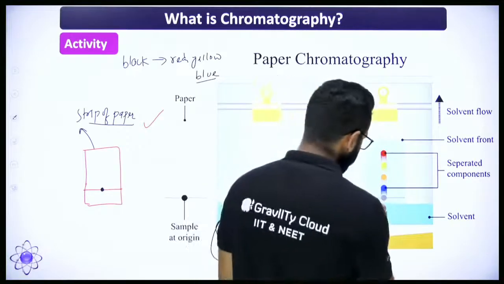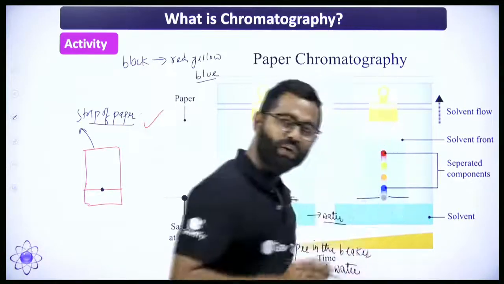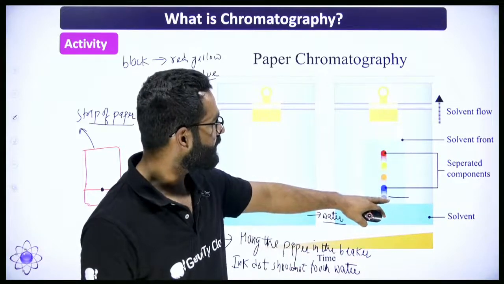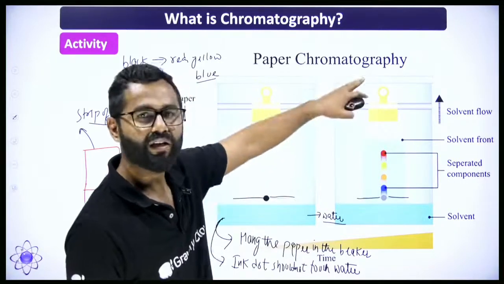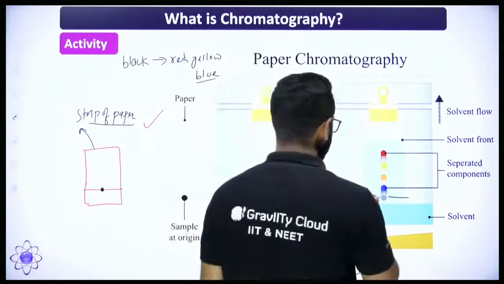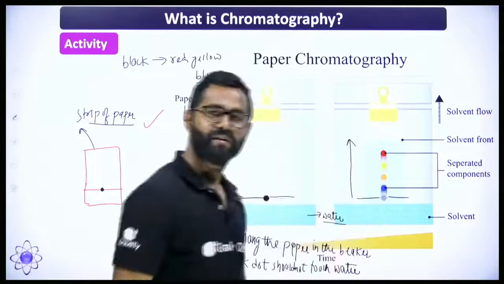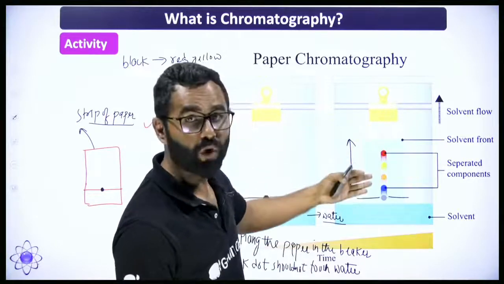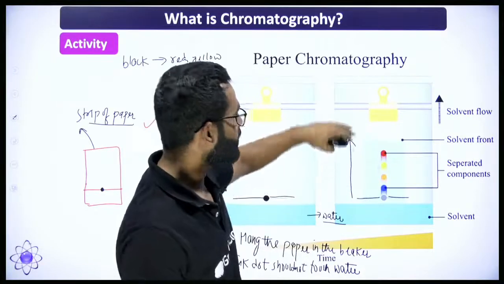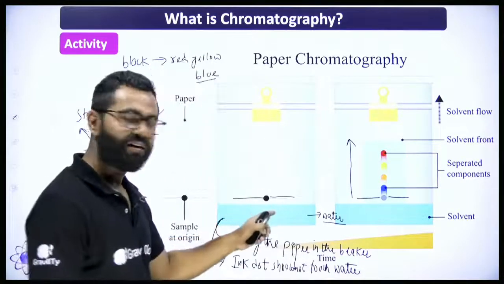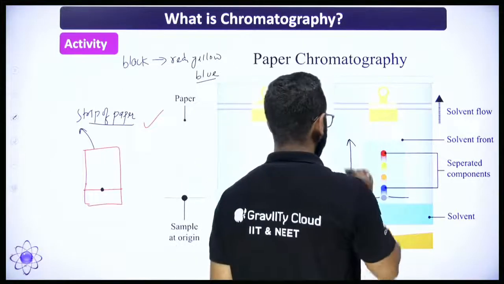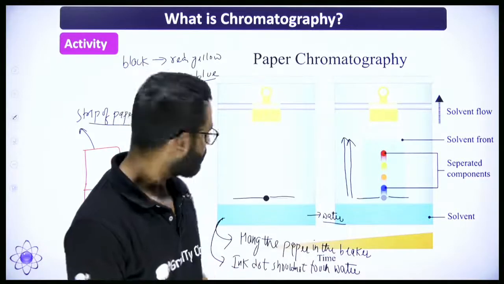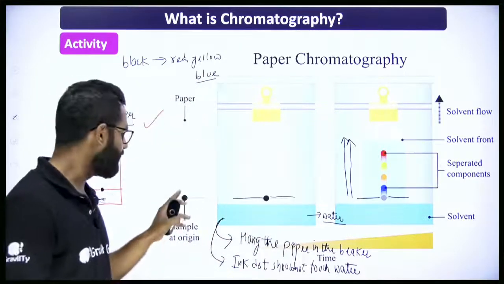When the water reaches the ink, it will take the components of the ink and carry them along with it up the paper. As I see, the water is moving up the paper in this direction, getting absorbed by the paper strip. And all the components of ink will separate along the upward direction. So suppose this is one kind of ink.